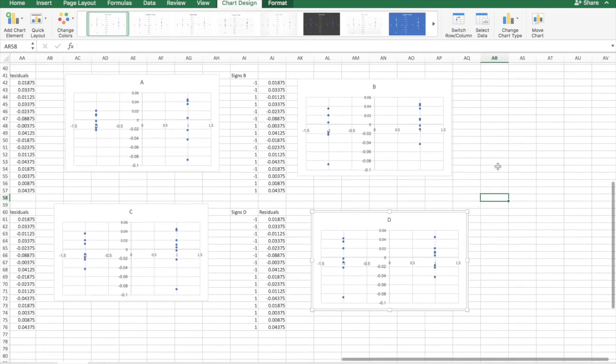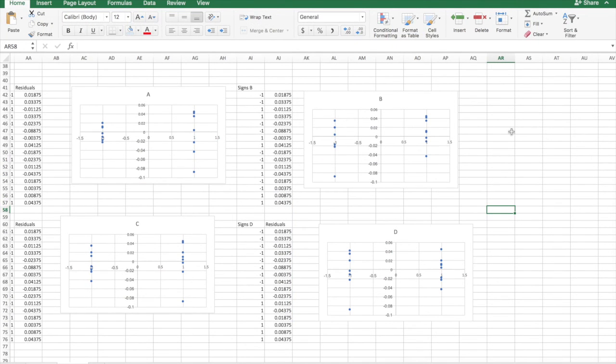Now remember, we have to check the distances between the highest and lowest points. For example, A has a significantly lower distance in its low level from here to here than its high level from here to here, and the same goes for each one of the others.